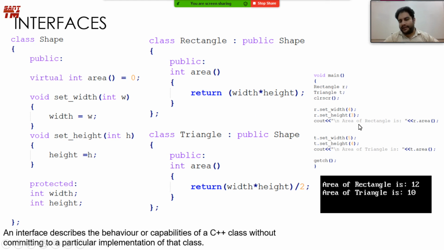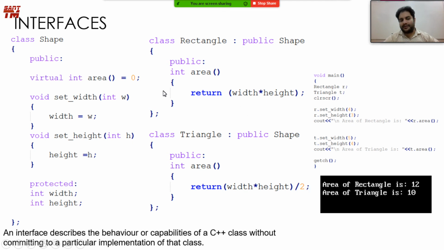See, cout area of rectangle is R dot area. The object of rectangle is accessing the area function. This is the area function. Return 4 into 3. That means return 12. 12 would be returned, and here the answer would be area of rectangle is 12. See, it is printed here.